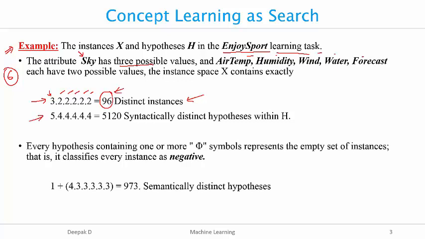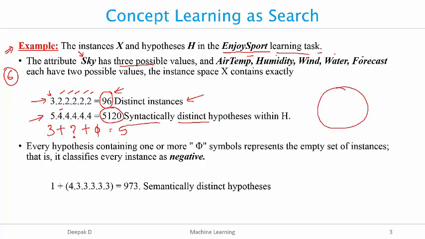Similarly, when you compute for the hypothesis space, along with the 3 different values of the Sky attribute, you add the question mark constraint, meaning any value is acceptable, plus the null value. So totally 5 different values are there. For the remaining attributes, you get 4 by taking the 2 values of each attribute plus the question mark and null values. If we compute this, you will get 5120 syntactically distinct hypotheses in H.